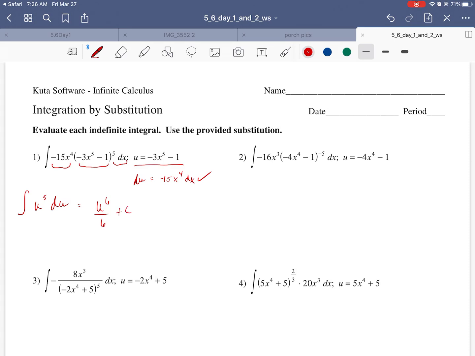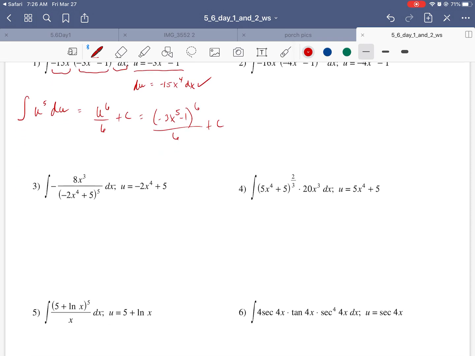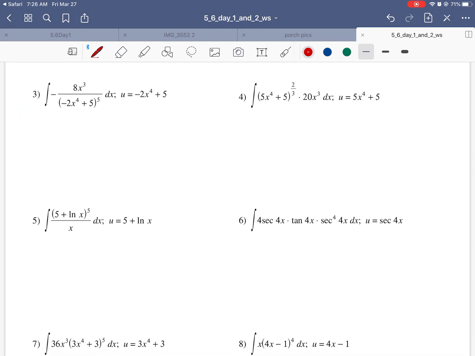So u to the 6 divided by 6 plus c. Negative 3x to the 5th minus 1, all to the 6th power divided by 6 plus c. Okay.